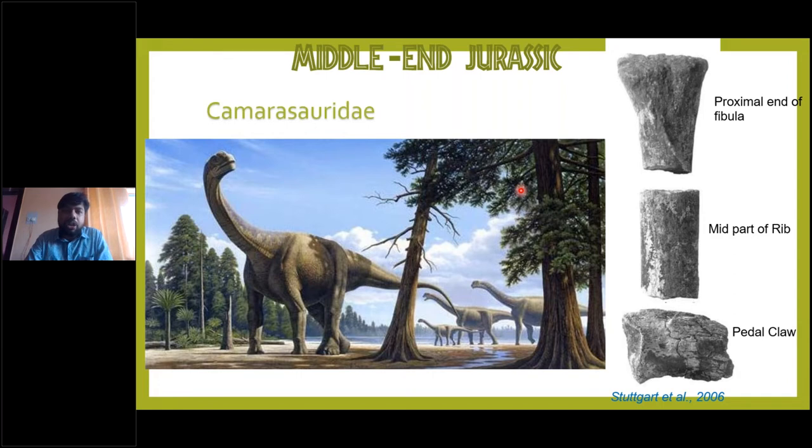The mid and end Jurassic period of India is not very rich in dinosaur fossil remains. Up to now, only very few fragmented fossils are known from the mid to end Jurassic horizons of India, which include Camarasauridae. These Camarasaurus were Eusauropoda, Neosauropoda, and belong to the Macronarian family. Their fossils have been excavated from the Kutch basin and include limb bones, ribs, and a pedal claw.